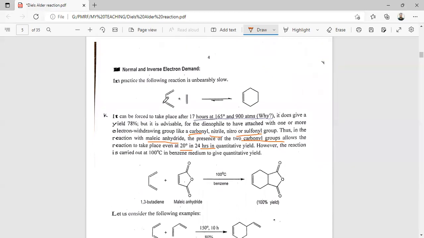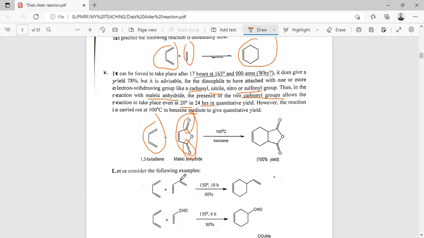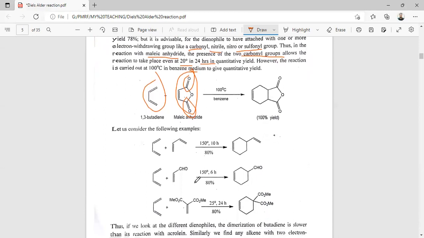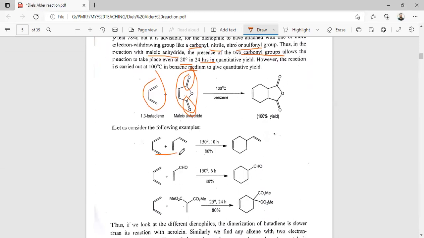When 1,3-butadiene and the ethylene moiety react, this reaction is very slow. But when 1,3-butadiene reacts with maleic anhydride, where electron withdrawing carbonyl groups are present, the reaction is facile even at lower temperature. So the electron withdrawing group has a role in this reaction. Let us consider the following example. Here also there are three reactions.